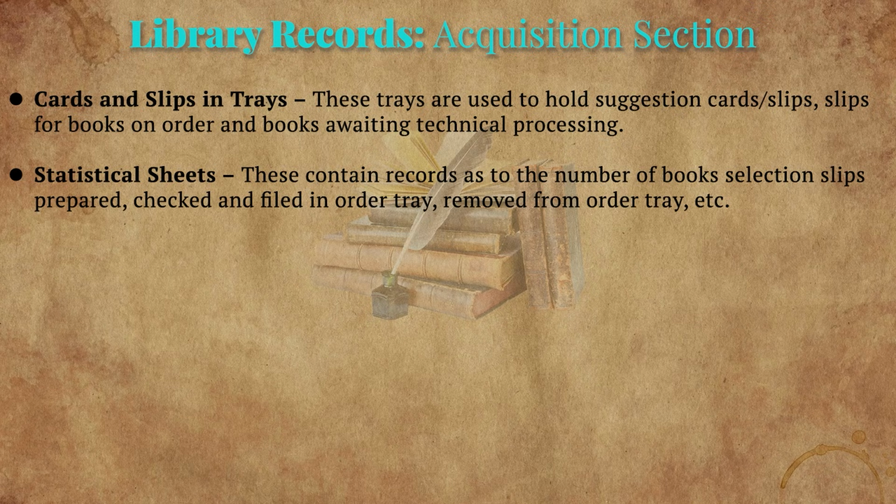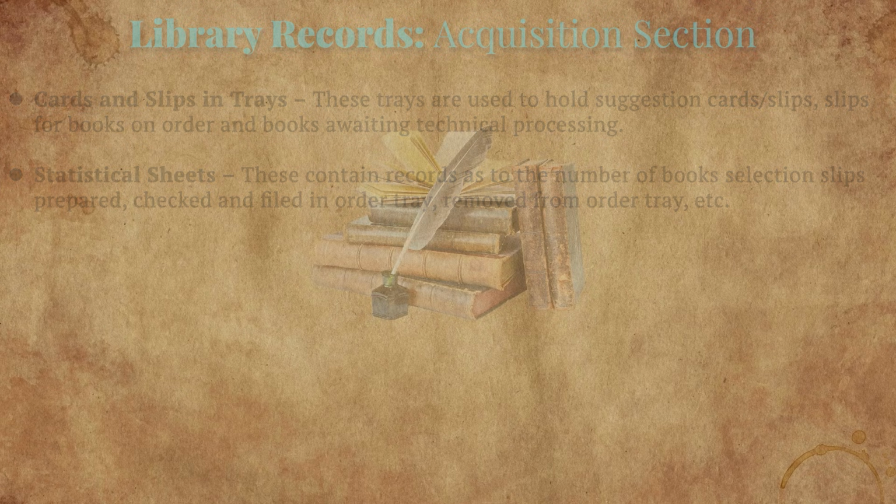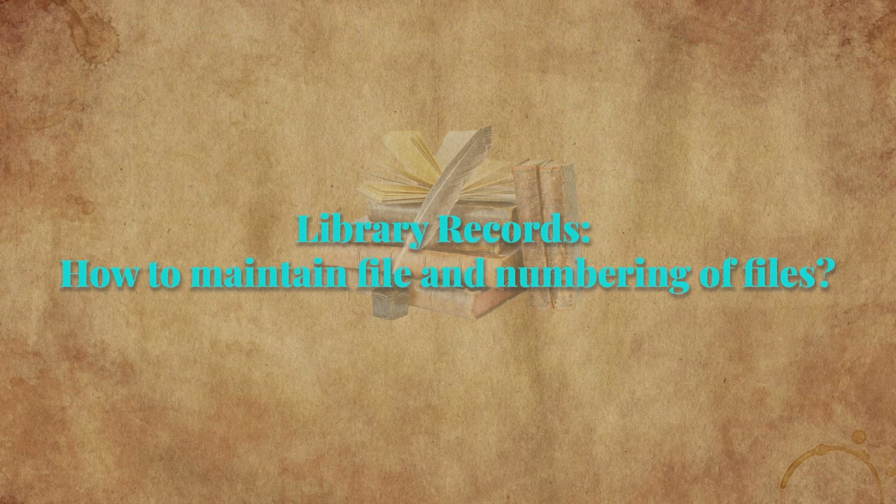So, cards and slips in tray. In every library when you visit, you find that there are some trays. Some trays are used for book cards, some for library cards, some for book requisition slips before the counter where it is a closed access system, but in the case of an open access system this is not required. Then we have to maintain a statistical sheet also. Now to have these things, library records, how to maintain files and the numbering of a file. You see, a big library or a big institution or a big office or a very small office, the logic is very simple and the same, and equally applicable to all these sections, the basic logic of maintenance of files.